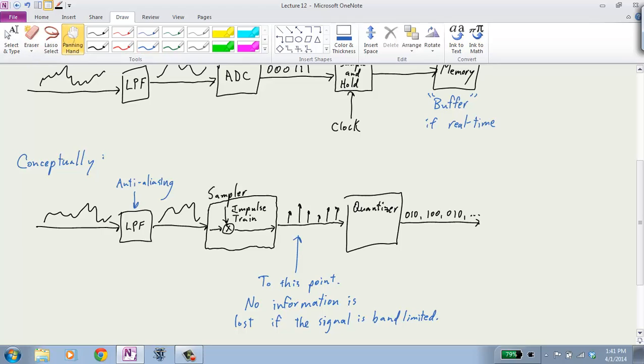Or at least if it wasn't band limited, we understand very well what information was lost. All the information loss happened here in the low-pass filter, because we now know that we can recover this signal from these samples, right? So there's no information lost here in the sampler. But here in the quantization, we lose information that we can't get back. Okay.